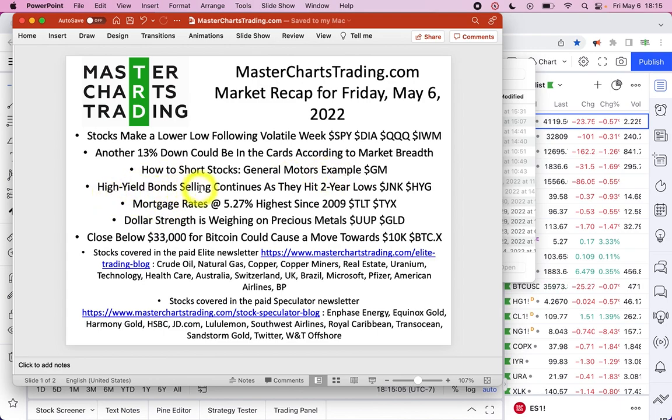High yield bonds are leading the stocks lower and they just hit fresh 2-year lows. This is bad for stocks, obviously. And mortgage rates are again rising to the highest not seen since 2009, and we'll look at long-dated Treasury bonds and the Treasury yield. And dollar strength is weighing on precious metals. Could it be coming to an end? We'll try to figure this out. And Bitcoin looks really primed to collapse towards like 10,000, especially if it closes below 33,000.